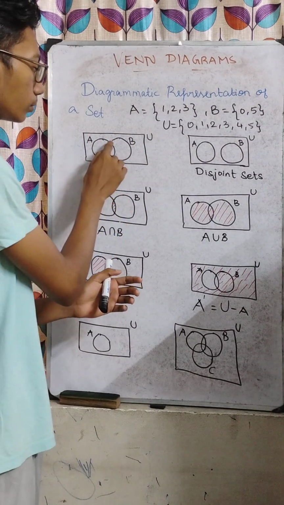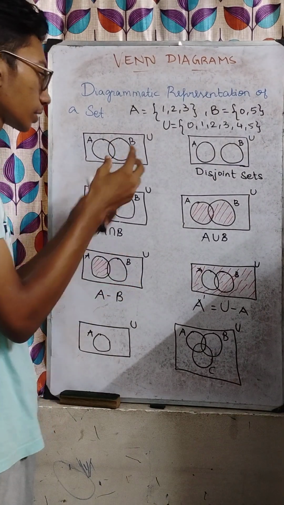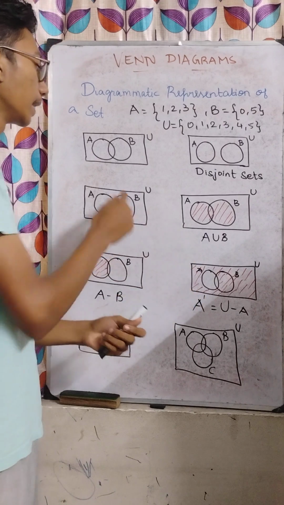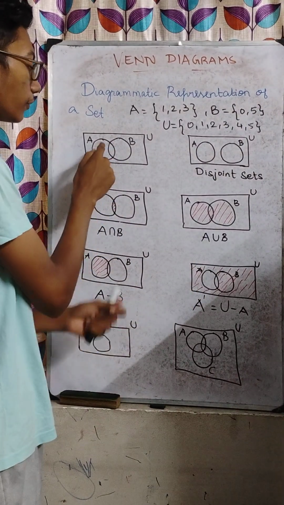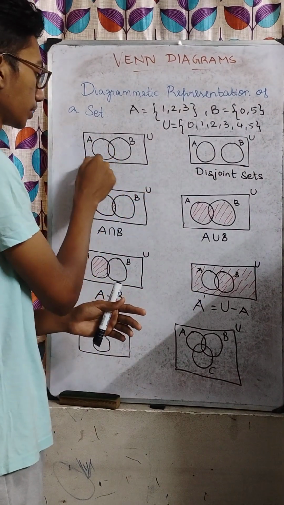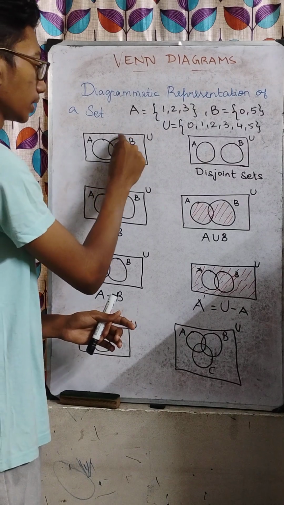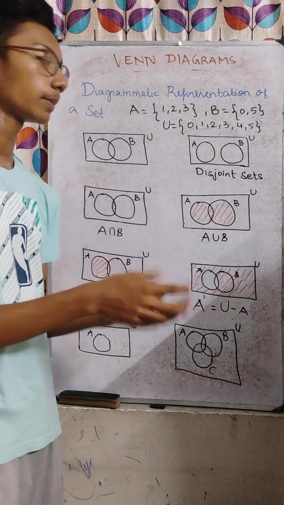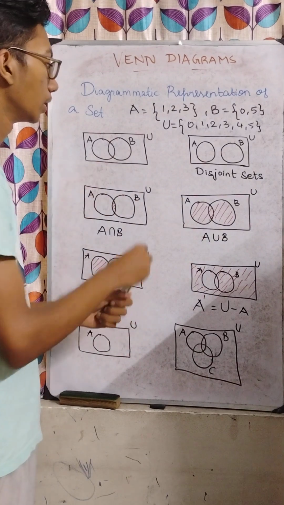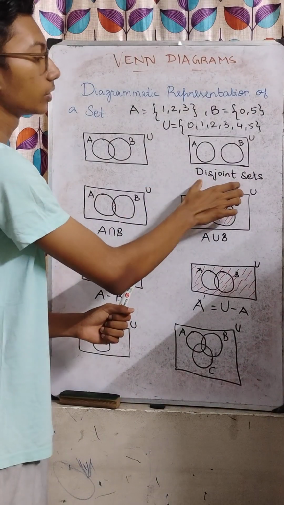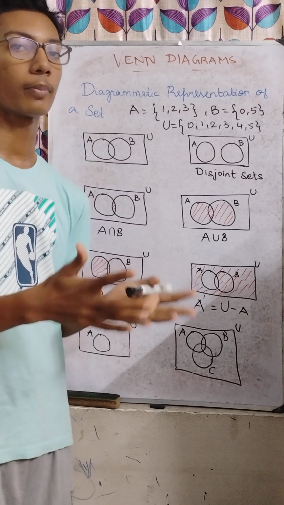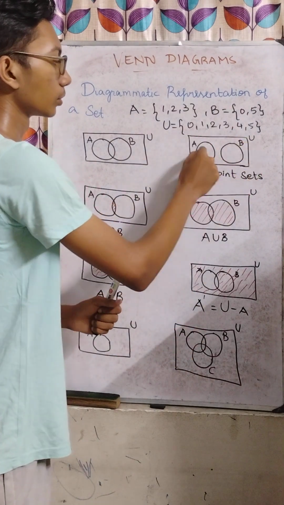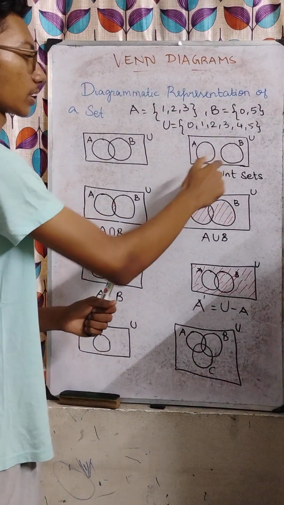Here, if there are any elements that are in both A and B, they will be in this region. If it is only in A, then it will be in this region. If it is only in B, then it will be in this region. So if there are common elements, they will be in the middle region. Next we have disjoint sets. If there are no common terms in both A and B, then we can represent it as this. So A and B have no intersection here.